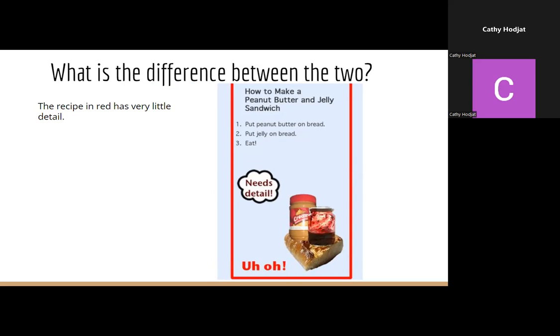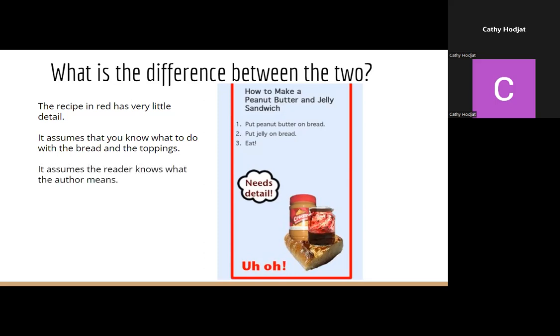You need to open the jar. You need to actually take the peanut butter and jelly out. That if you have a big loaf of bread, like this is not what you want from the sandwich. So it's making a lot of assumptions that the person who's making the sandwich knows what to do. The instructions are not very clear for someone who has never done this before. So it doesn't highlight enough of the steps here for someone to be able to make an actual sandwich.